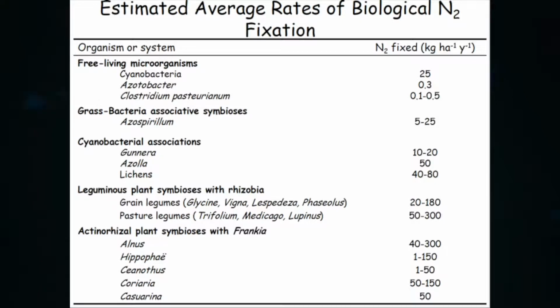leguminous plants' symbiosis with rhizobia is probably the one that most people are familiar with, and the one that you would actually want to see in any of the legumes that you plant. And this is the one where we see that it can do as much as 300 pounds per acre of nitrogen, which is quite a bit in comparison to some of the other ones that are on the screen.